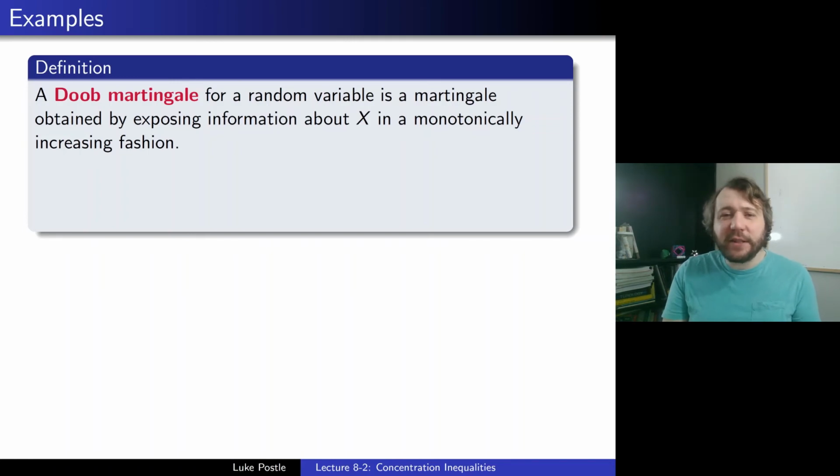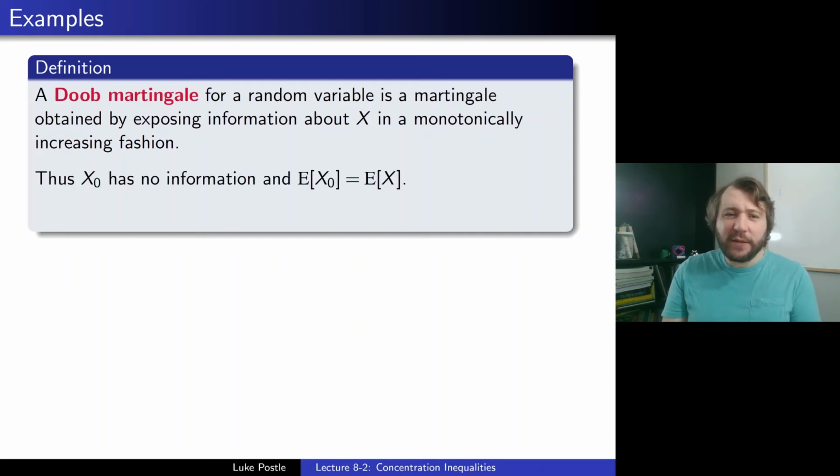There's not a precise definition here, but roughly, a Doob martingale for a random variable X is a martingale obtained by exposing information about X, where X is the random variable, in a monotonically increasing fashion. So what do I mean by that? You think of this variable X, and I need to give you a sequence from that. Let's say for x0, I use no information about the variable. If I've set up nothing, so I've made no assumptions, then the expectation of x0 would just be the expectation of X.